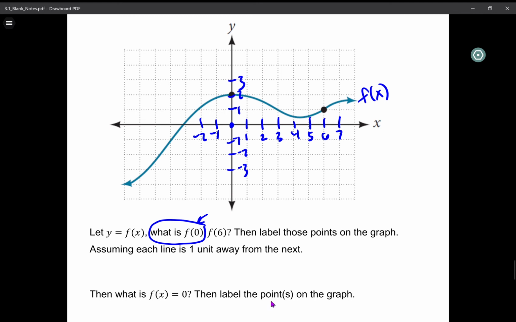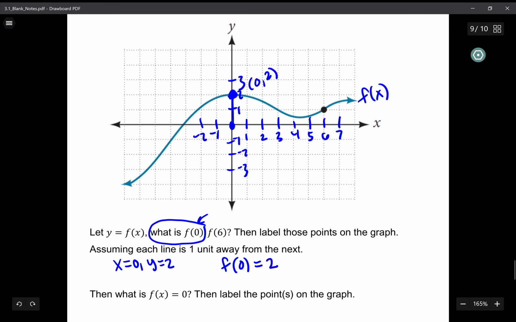All right, f of 0. Here's 0. When I go to 0 and I look up, my f of 0 value is 2. This is the point x equals 0, y equals 2. It's on the graph. So this tells me if x equals 0, y equals 2 is on my graph, that means the same as f of 0 equals 2.